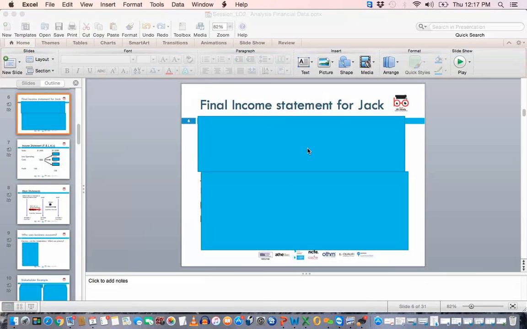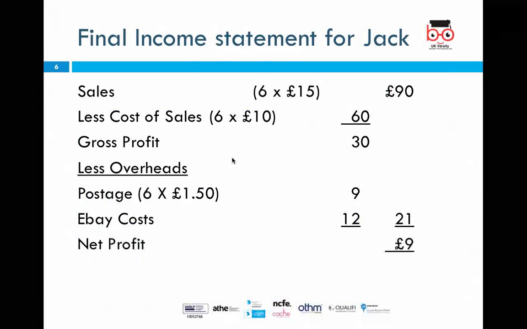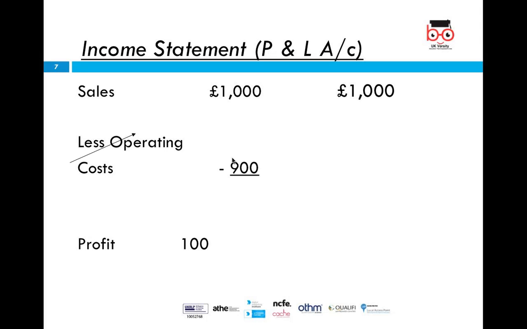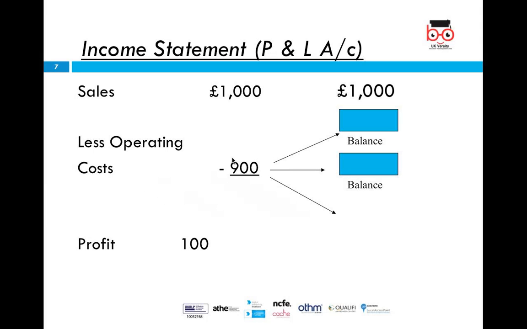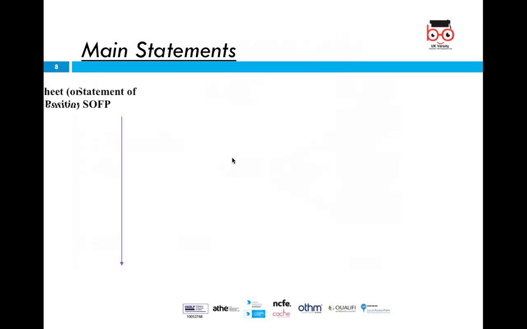Now let's see Jack's different items. Here is the final income statement we showed you. How does Jack get the profit from that transaction? So that's the final income statement for Jack. So, sales less cost of sales gives the operating profit. But in between here we have overhead costs, which are deducted from the operating profit, and that's the net profit.